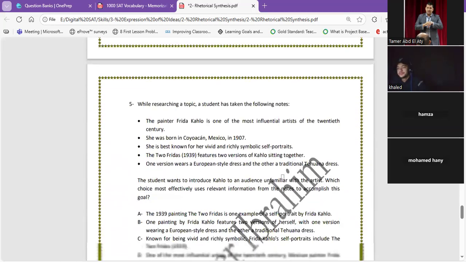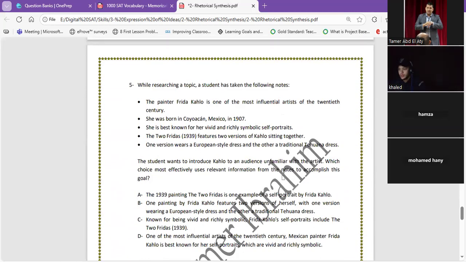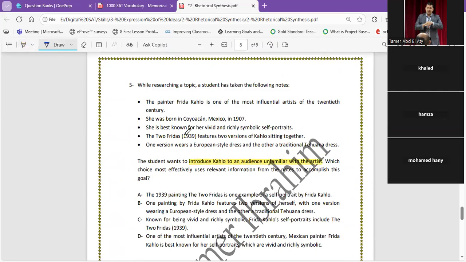Number 5. Take care, please. And now Muhammad Hani is going to tell me where is the goal here. To introduce Kahlo to an audience unfamiliar with the artist. So here he wants to introduce Kahlo to an audience unfamiliar. They don't know her. They don't know the artist. So we need to talk more about the artist. Go on.